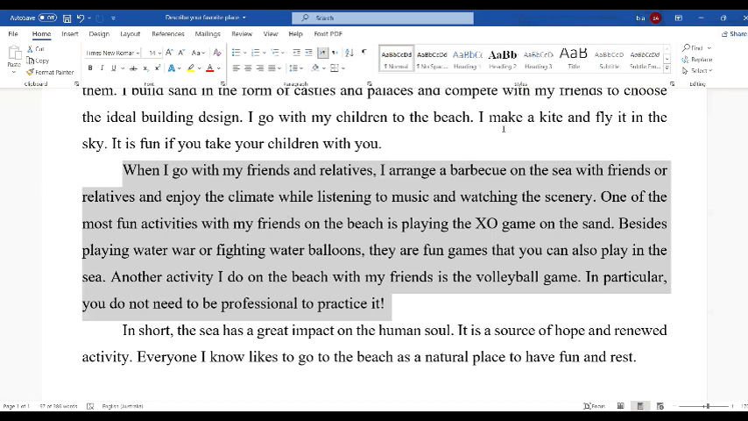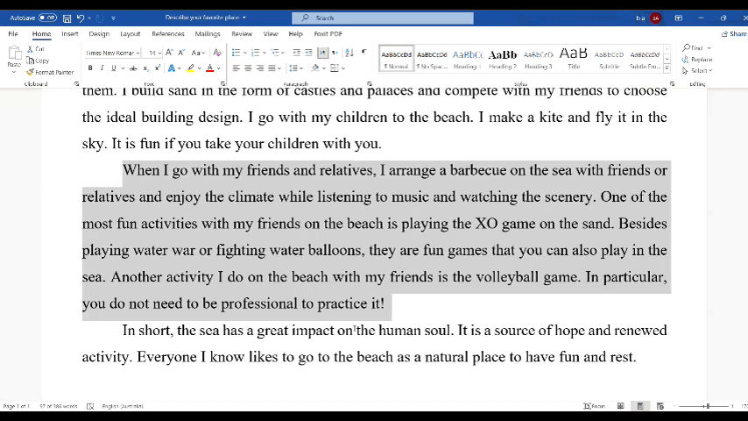One of the most fun activities with my friends on the beach is playing the XO game on the sand. Besides playing war or fighting water balloons, they are fun games that you can also play in the sea. Another activity I do on the beach with my friends is the volleyball game. In particular, you don't need to be professional to practice it.